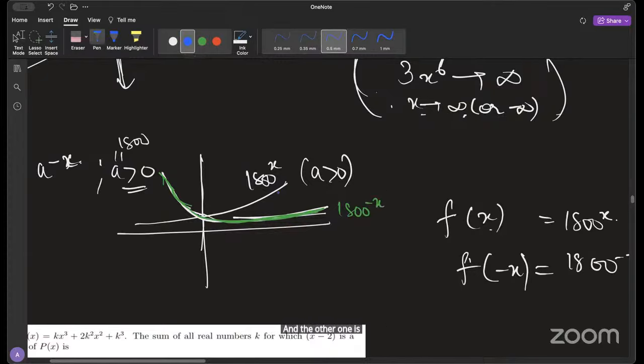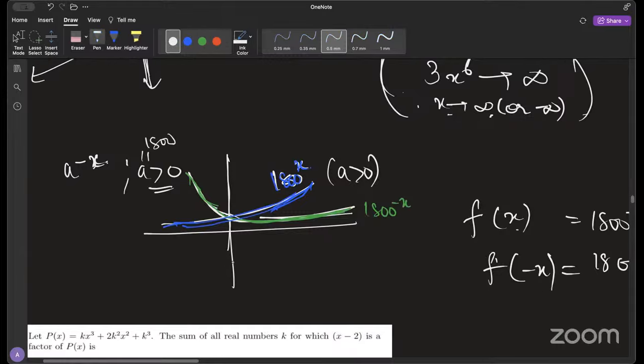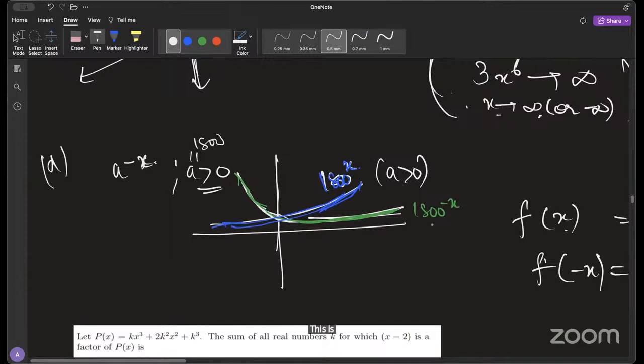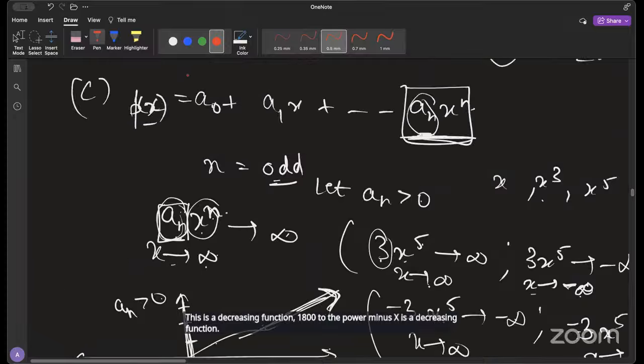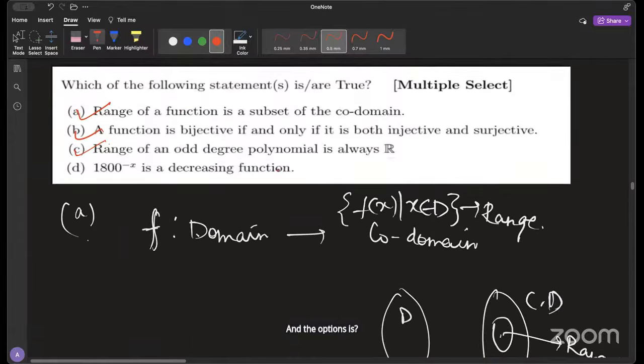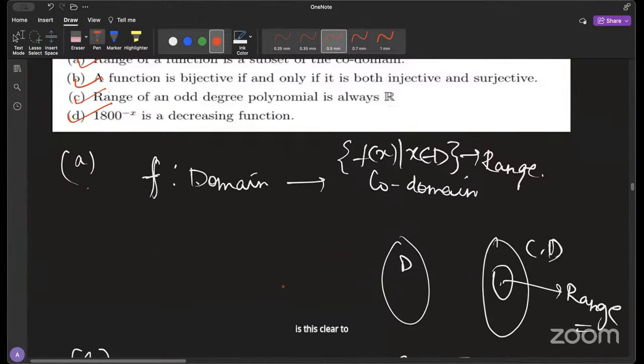And the other one is 1800 to the power plus x. This one. This is a decreasing function. 1800 to the power minus x is a decreasing function, and the option says it should be decreasing. That means it's correct, right? Is this clear to everyone?